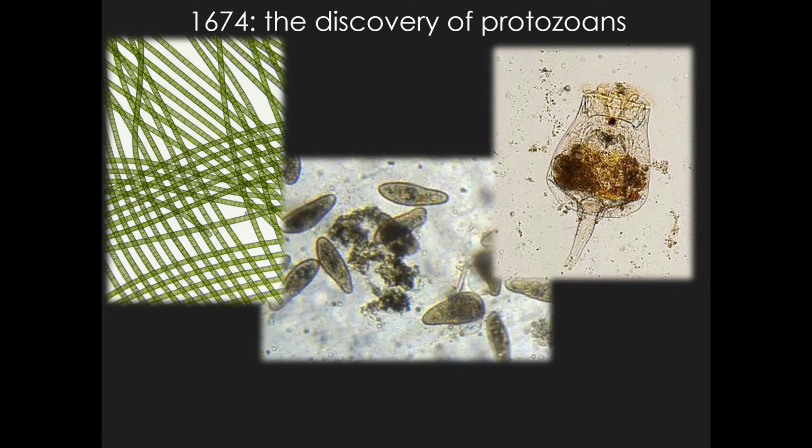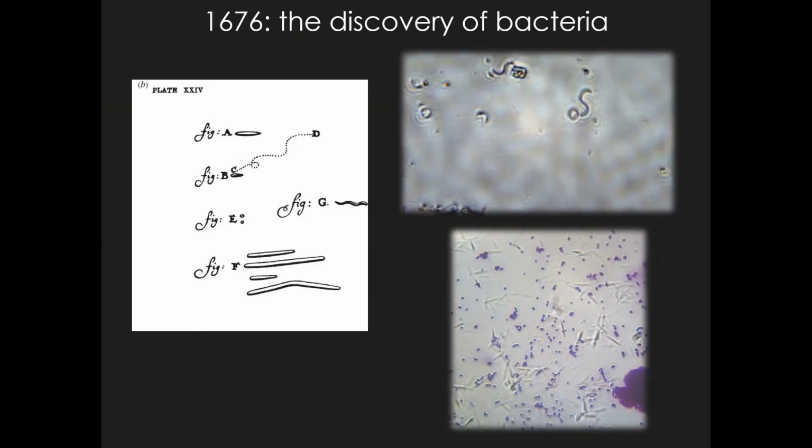And then he did something really amazing. After he discovered these larger eukaryotic microorganisms, he actually discovered bacteria. Van Leeuwenhoek discovered bacteria using his microscopes in 1676. And he drew them, as you can see from this picture here. And these pictures on the right-hand side of your screen are actually pictures taken using surviving van Leeuwenhoek lenses.